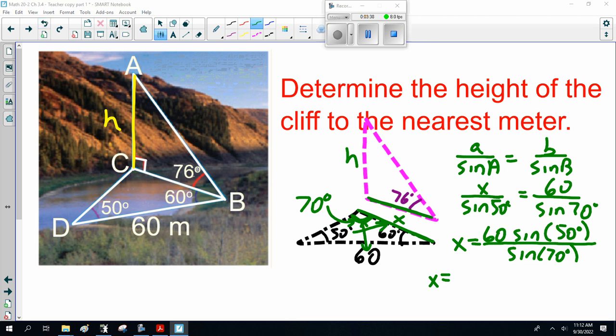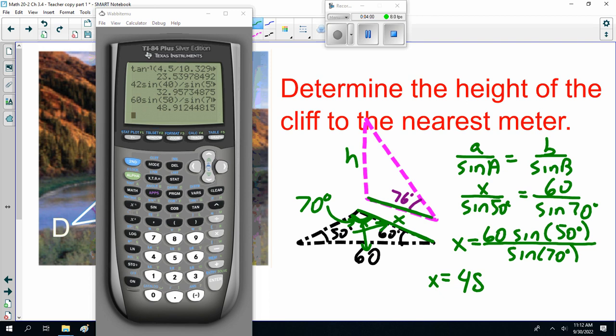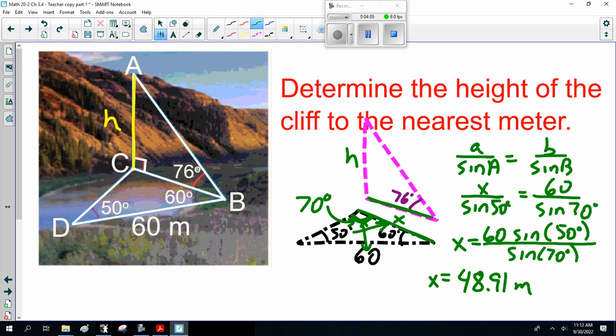So, calculator on, mode still in degrees, good. 60 sine 50 divided by sine 70, 48.91. Now I'm going to be using that number in another calculation, so I'm not going to round it off too much. Now, this is 48.91, and I'm looking for the opposite side to that angle.